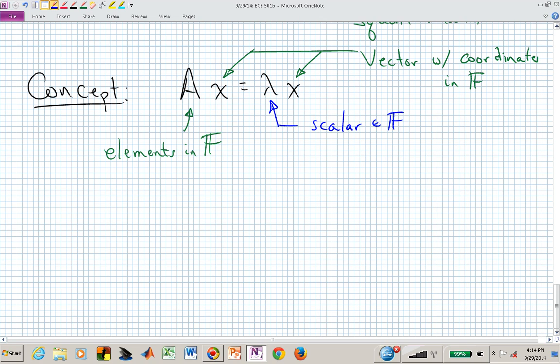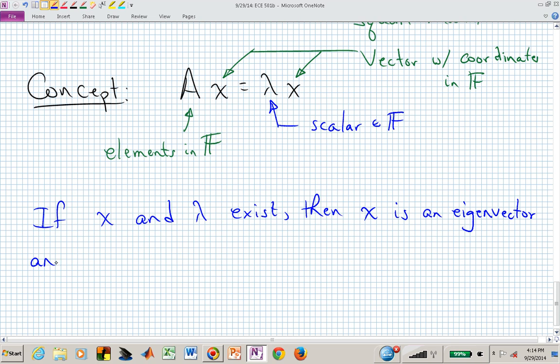We really haven't done anything. I've just now given it to you. If it just so happens that a vector x and a scalar lambda exist, then x is what we will call an eigenvector. And lambda is an eigenvalue.